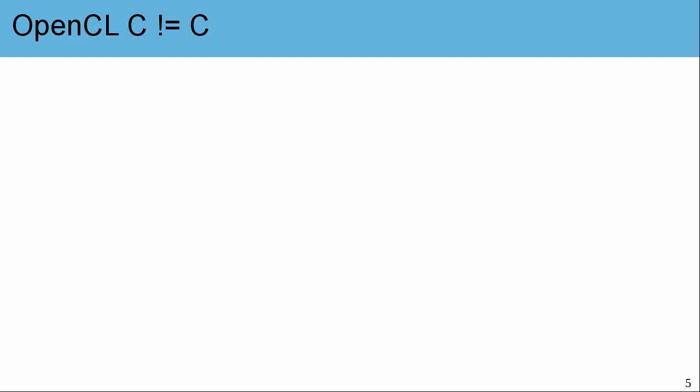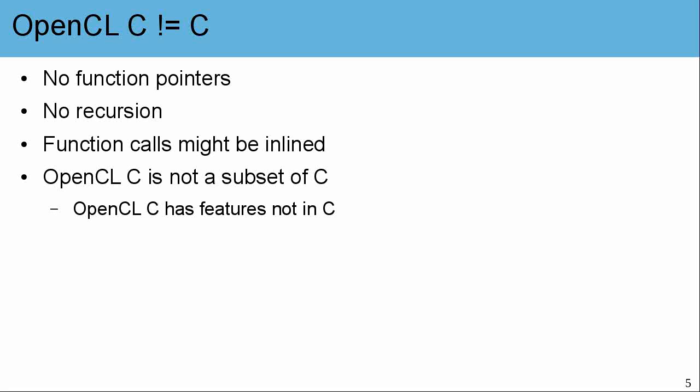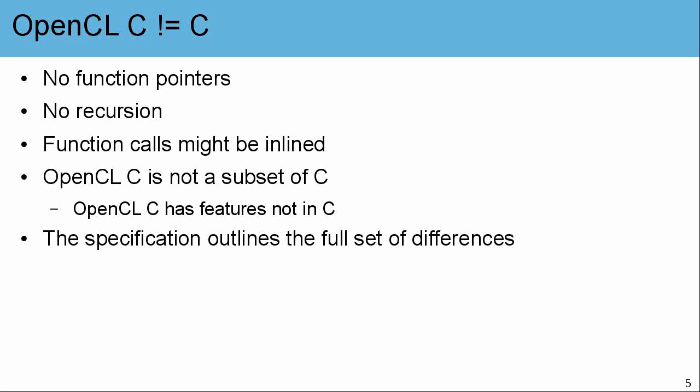So this talk is on OpenCL C, and let's have a little bit of an introduction first. The first thing to say is that OpenCL C is not your traditional C99. There are changes. For example, there are no function pointers in OpenCL C. There is no recursion. Function calls might actually be inlined, so your functions may actually disappear in some sense. OpenCL C is not a subset of C. It has features that are not in C, so this means it's not exactly a subset. It's close, but it's not quite. The specification outlines the full set of differences.